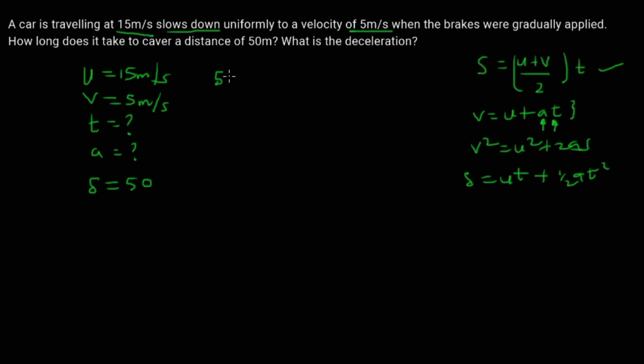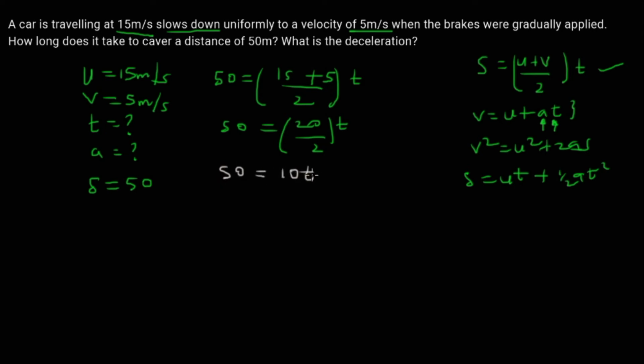All right, so 50 is equal to u, which is 15, plus v, which is 5, upon 2, then t. So 50 is equal to 20 upon 2, then t, so that 50 is equal to 10t. As a result, t is equal to 50 upon 10, which is 5 seconds. So 5 seconds is the time that it takes to cover a distance of 50 meters.